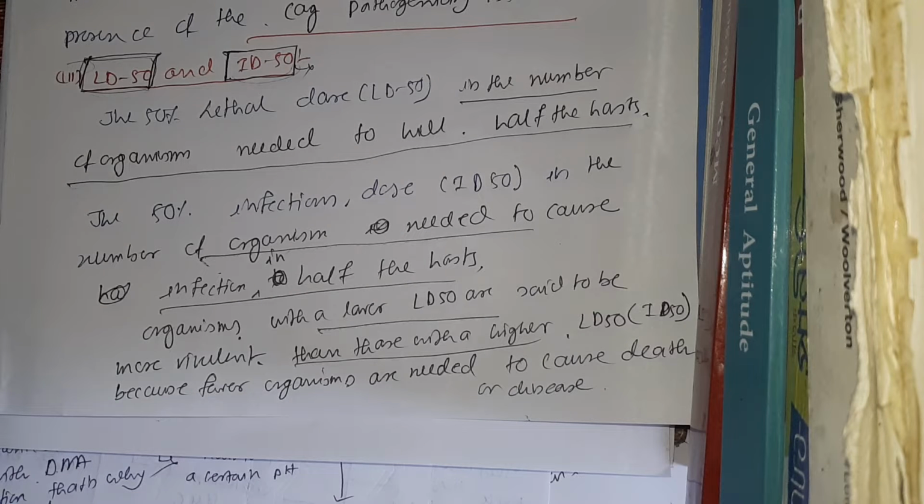LD-50, or lethal 50%, or 50% of the lethal dose, is the number of organisms that is required to kill 50% of the host. And ID-50 is simply the number of organisms that is required to cause infection in 50% of the host, or in half the host.